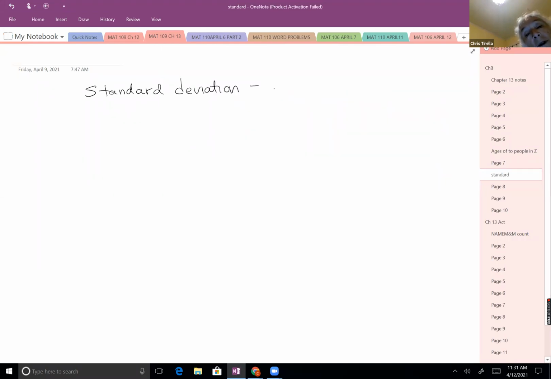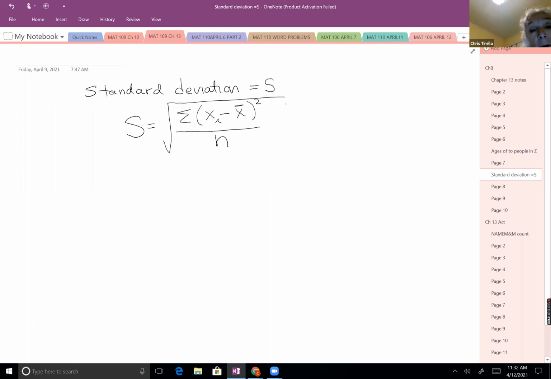So the standard deviation is usually abbreviated with an S. And in order to find the standard deviation, the first thing we had to do was find the mean. Then we subtracted the mean from each value. Then those values that we got by subtracting, we squared. Then we added up all those squares. Then we divided by the number of values. Then we took the square root. And so if you wanted it as a formula, there it is.